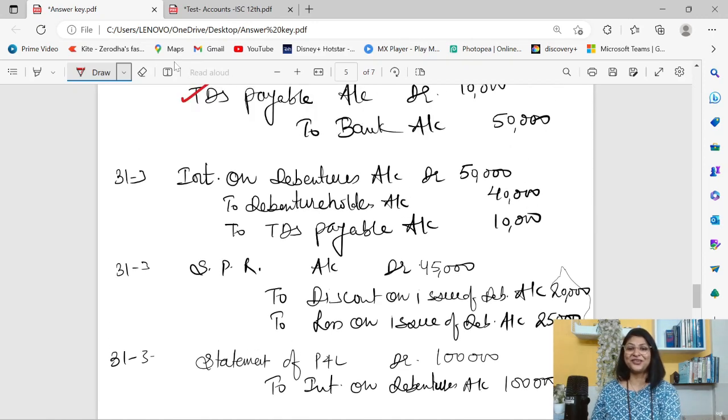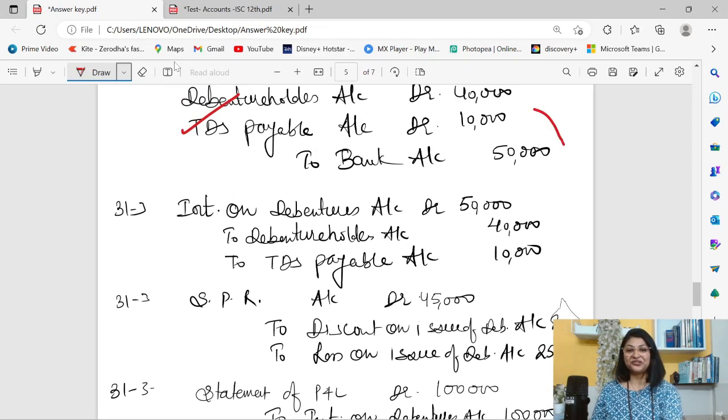One entry is missing over here. That same entry should come over here. That is, debenture holder account debit to TDS, TDS payable account debit to bank. Okay, that entry is missing over here, students. I hope you understand the same entries to be made.